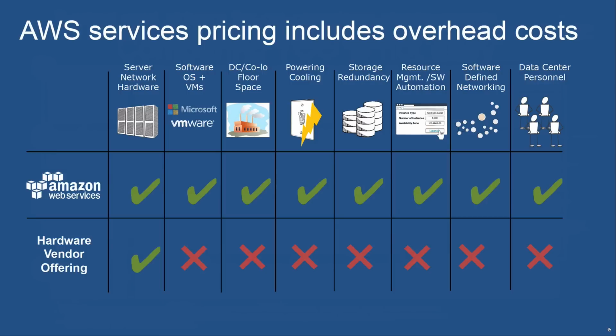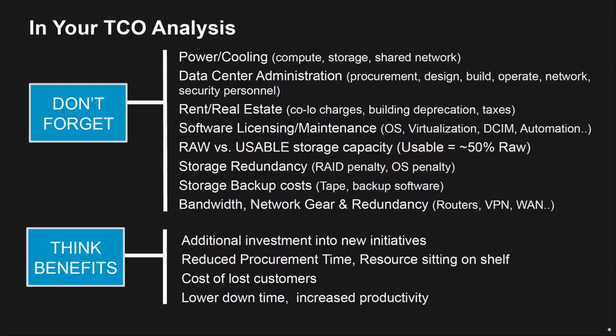And then you've got management software, network infrastructure to hang it all together. And of course, you've got data center personnel that need to operate it as well. So there's a lot of hidden costs there that need to be considered. And in your TCO analysis, you might want to consider this as a kind of bucket list of things that you need to look at to factor into your TCO model when you're comparing cloud-based delivery versus on-premises IT delivery.